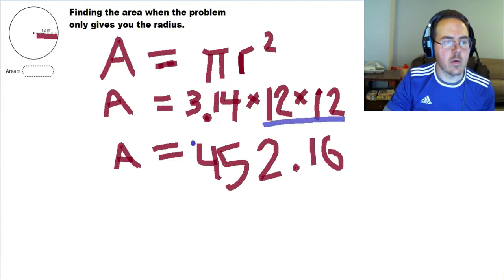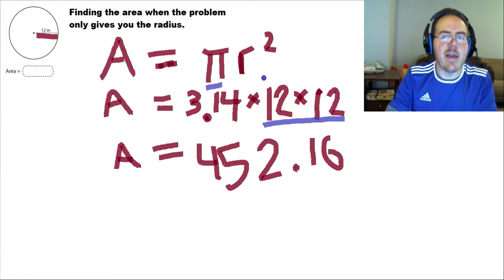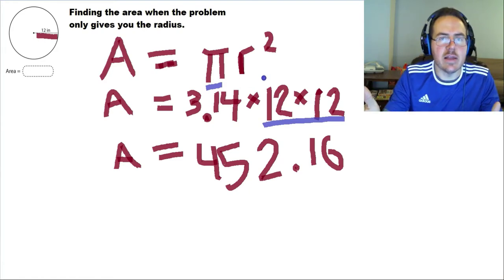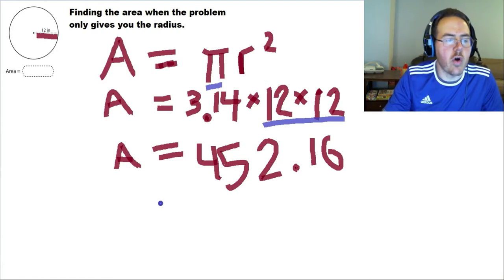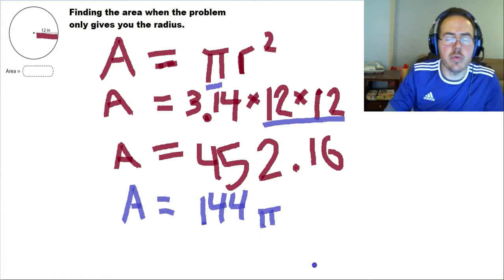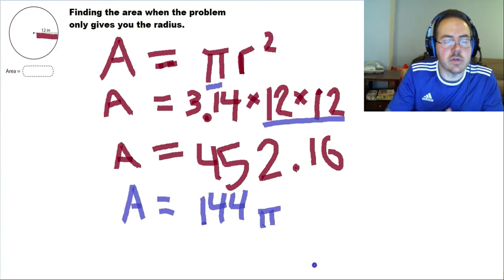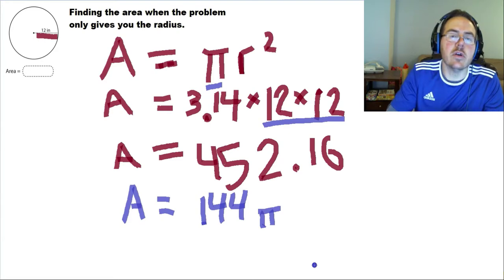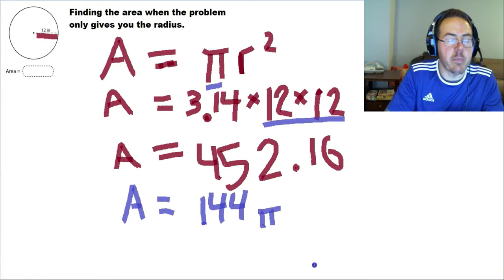Now I will say this. A more exact answer, let's say you're doing an online lesson and it doesn't want a decimal, you could have also said that this would be 144 pi. Those are both completely acceptable. The red version is a decimal answer using 3.14 as an approximation for pi, and the 144 pi would be an exact answer, avoiding the approximation. But both very good answers. So that's how you find the area of a circle when the only information they give you is the radius.